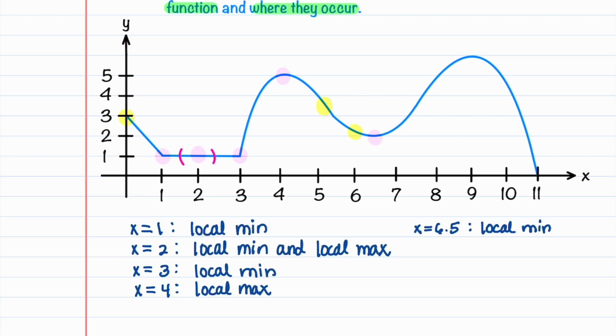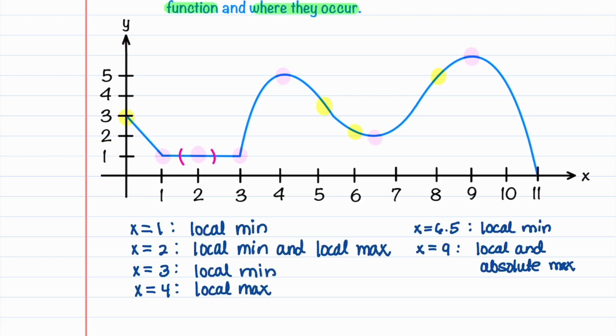When x is 8, we don't have a local or an absolute max or min. But when x is equal to 9, we have a local max, and then that point is the highest point in our graph, so we also have what's called an absolute max. So we'll write down at x is equal to 9, we have a local and absolute max.